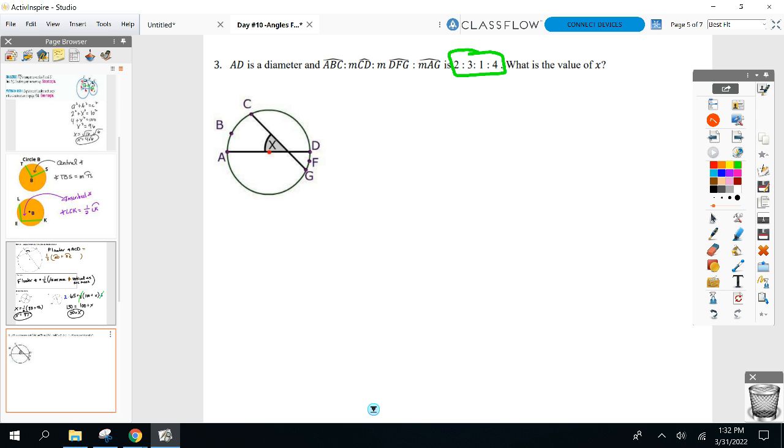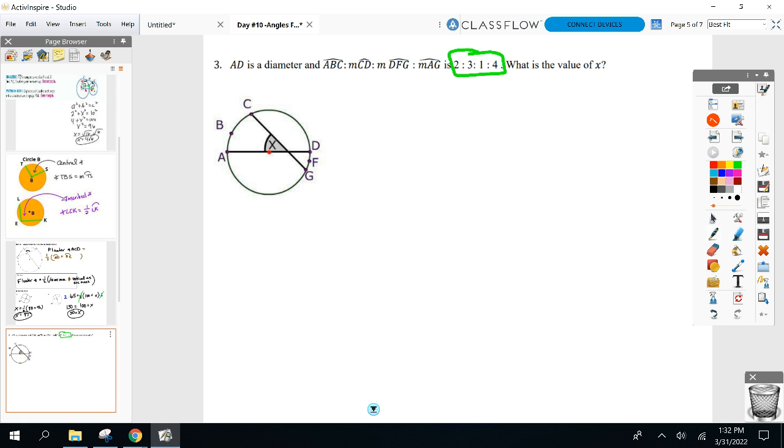Find angle X. Great. Remember these days? Numbers in a ratio. Most of the time we had angles in a ratio. Now the arcs are in a ratio. What did we usually do here if I had numbers in a ratio? Put an X in front of it.